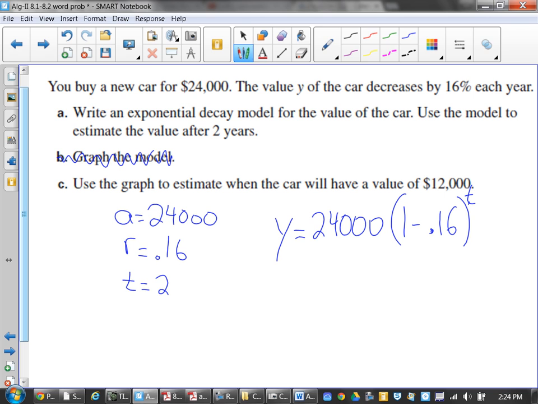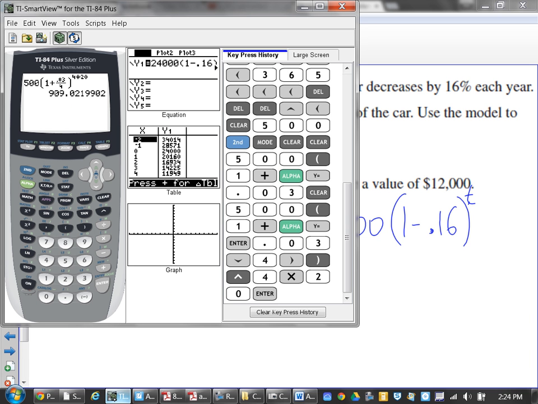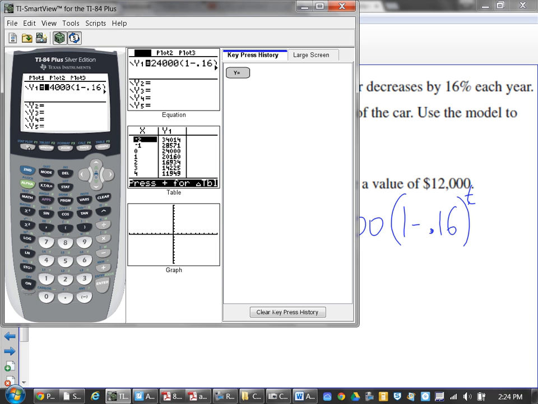So let's go to our calculator again. Go to your y equals and type it in exactly the way it's written. You don't have to do the subtraction, the 1 minus the 0.16. You don't have to put in the simplified growth factor if you don't want to. The calculator will do it for you.